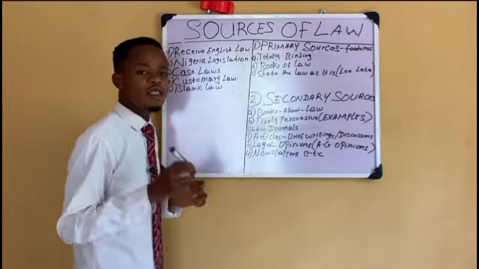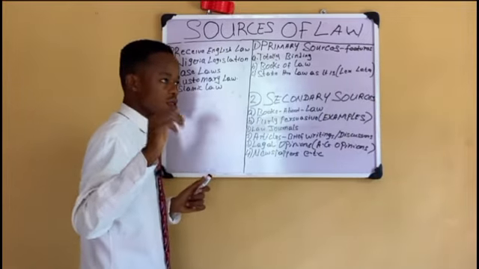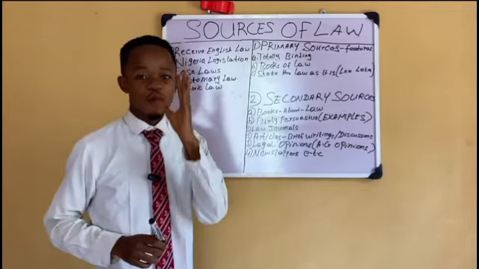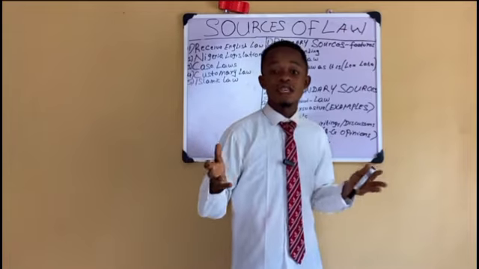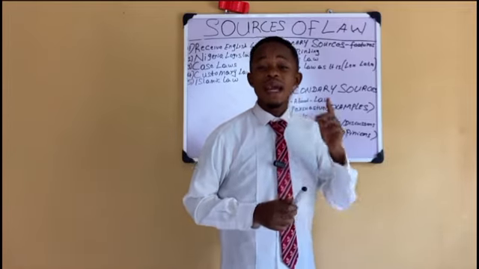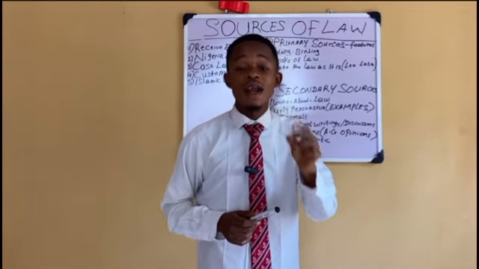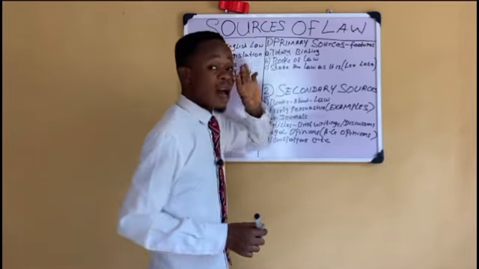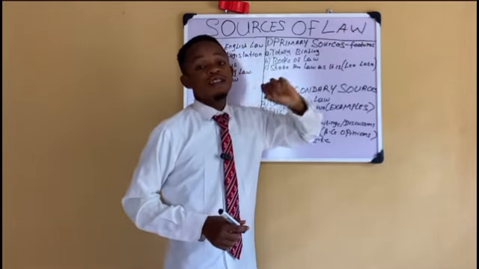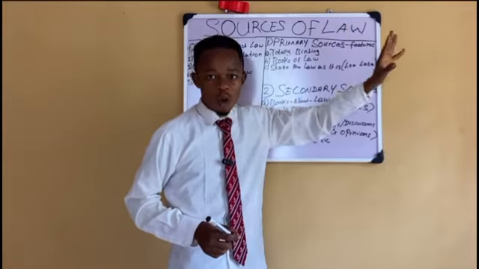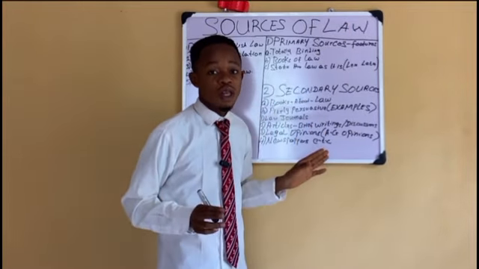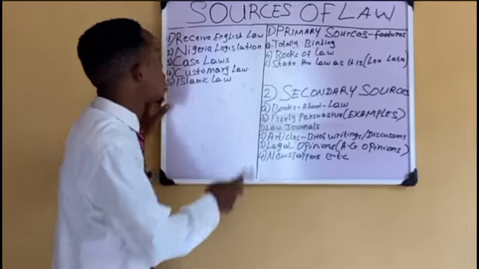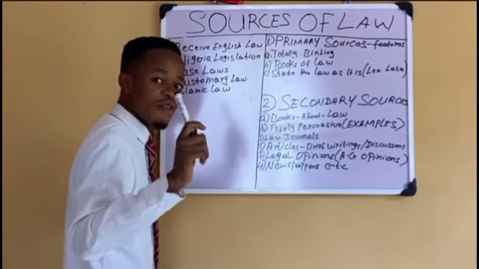Are we together? Received English law is in three parts. We have the common law, we have the principles of equity, and we have the statutes of general application applicable in England from 1st January 1900. What do we mean? Received English law is a law that is borrowed from English law. Those laws that have been applicable before we got our respective independence as a nation. That is what this one is all about. Under this one, we have the three I have mentioned.